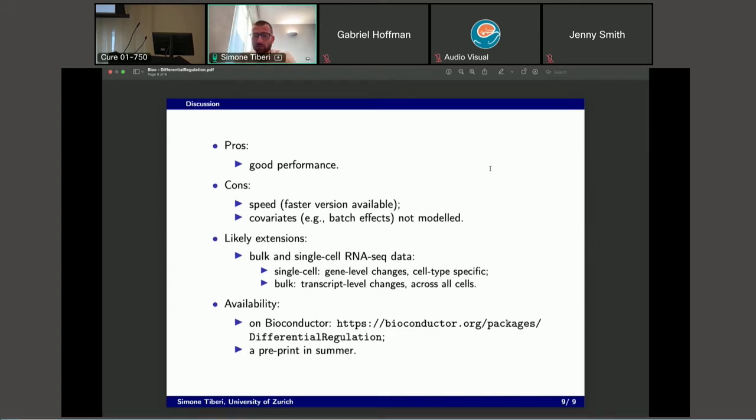The package is already available on Bioconductor. And after we've done this extension, we'll write a preprint. So hopefully, I think by September, October, we'll also have a description out.